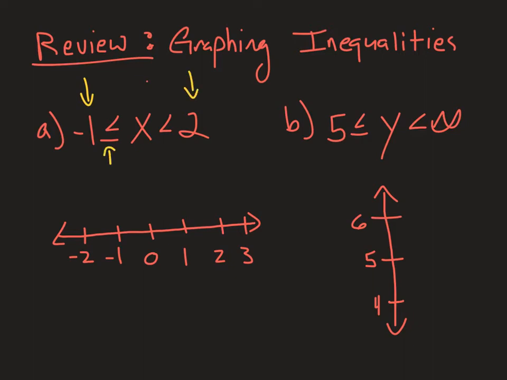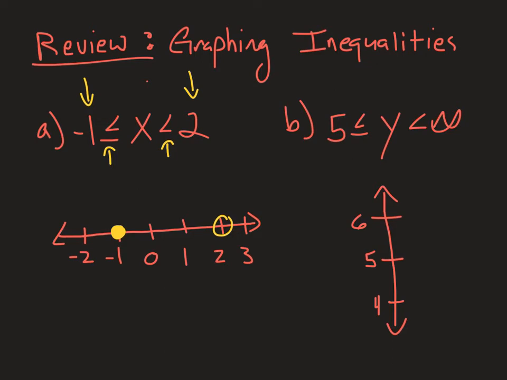So we have to look at the symbols to determine what kind of point we're going to use. So the lower boundary, there's equality with that line underneath. So this is a closed boundary. So we would use a closed point at -1. So this point would be shaded in. At +2, the upper boundary, there's no equality. So we would use an open point.